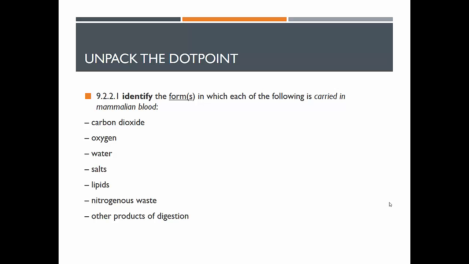We've got our first verb here, which is identify, our first and only verb. Hopefully you guys are getting used to these verbs a little bit, and you'll notice that identify is a very low order form, so it should make things relatively easy. All you have to do is be able to identify the form in which something is carried in blood. So we've got a bunch of substances down here, and we need to figure out what form they come in. Let's get stuck into it.